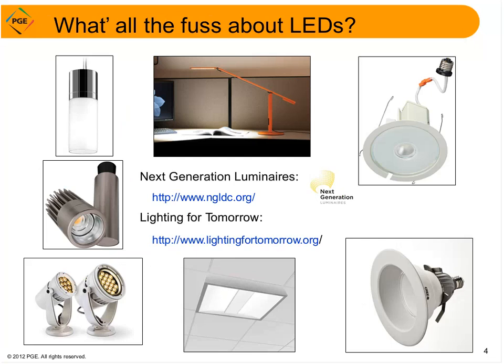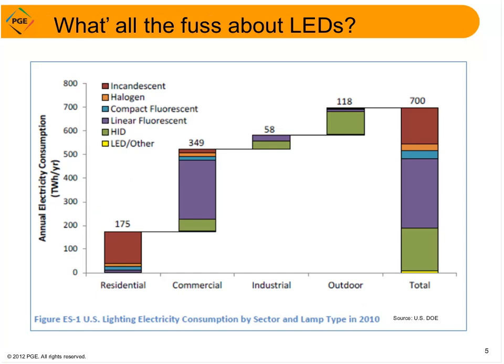So these pictures represent some recent award winners. Next Generation Luminaires focuses on commercial and industrial type fixtures, while Lighting for Tomorrow is more residential. Check out their websites for winner profiles and some more pictures. By the way, Next Generation Luminaires just announced winners of their outdoor light LED competition just last week, and you can see those on their website.